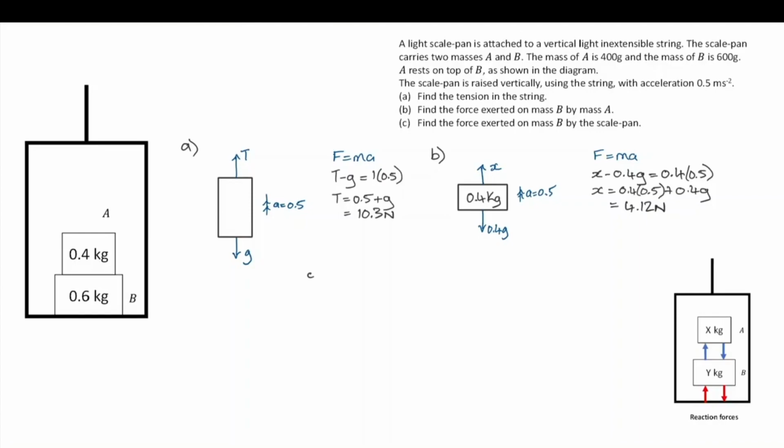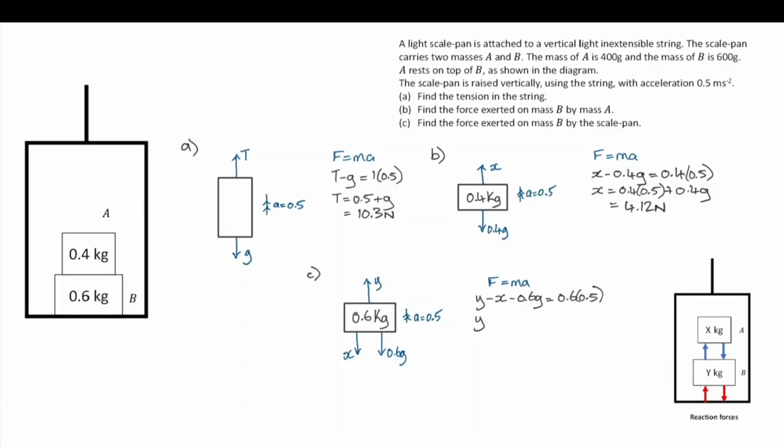On to part C. Now we've been asked to find the force exerted on mass B by the scale pan. We're looking for the red force in the diagram. It has a mass of 0.6 kilograms. It has a weight of 0.6 g. It has a resistive force, which we can call Y, and it also has a force that's being exerted on it by A, which we'll call X. So here's the diagram we're going to use. And once again, we're going to apply Newton's second law. F equals ma, the resultant force, Y minus X minus 0.6 g is going to equal the mass multiplied by the acceleration.